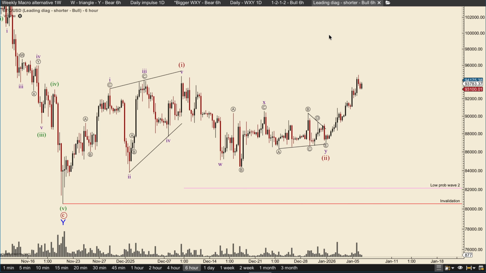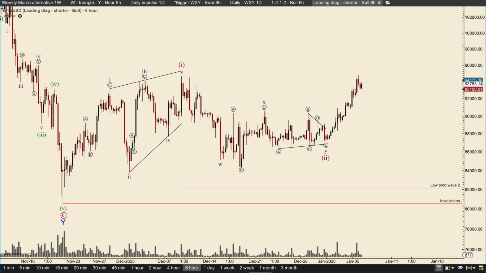a leading diagonal, you want to have a zigzag structure in a corrective wave, and here you have a W, X, Y, that kind of structure, meaning that it lowers the probability even more for this being a leading diagonal, because in a leading diagonal you want to have a very deep retracement, which we got, but we didn't get it in a zigzag family structure.